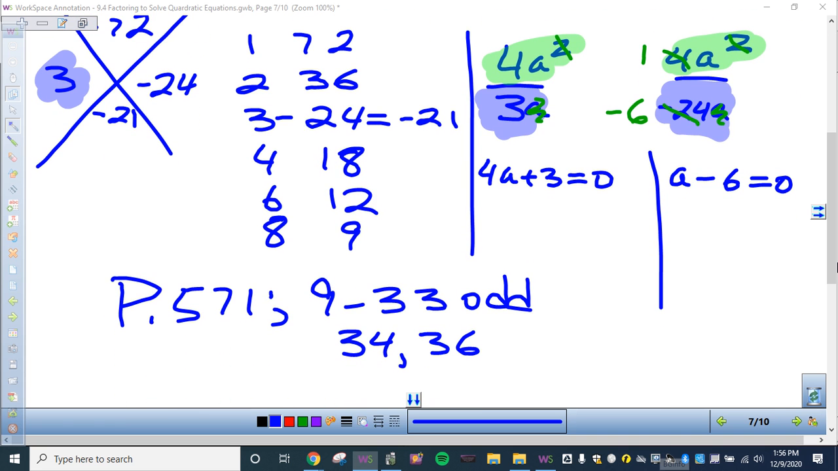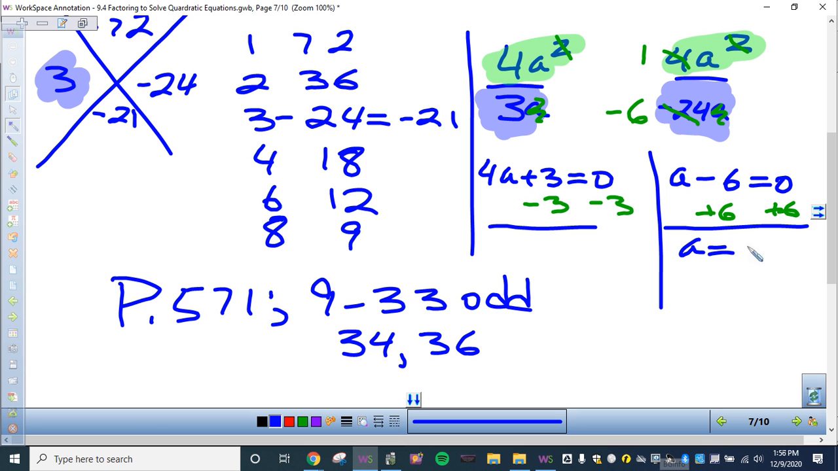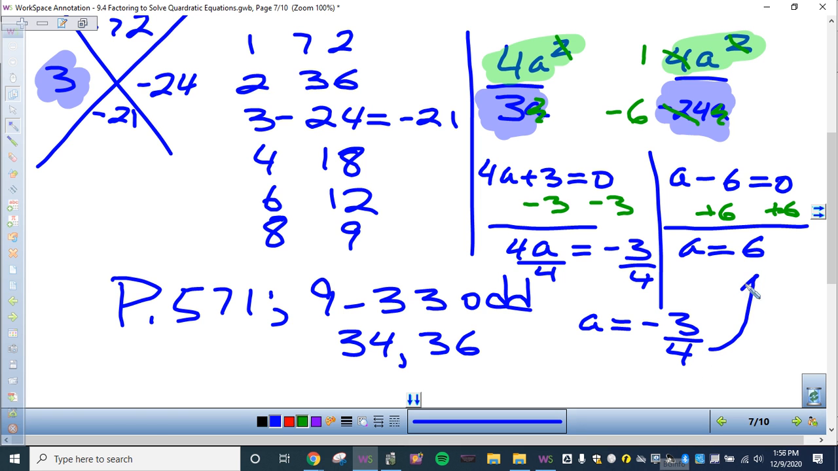There's your homework. And just finish this off. We're going to subtract 3 and divide by 4. Over here, we're going to add 6 to both sides. Last step, divide that 4 out. You get a equals negative 3 over 4 and 6.